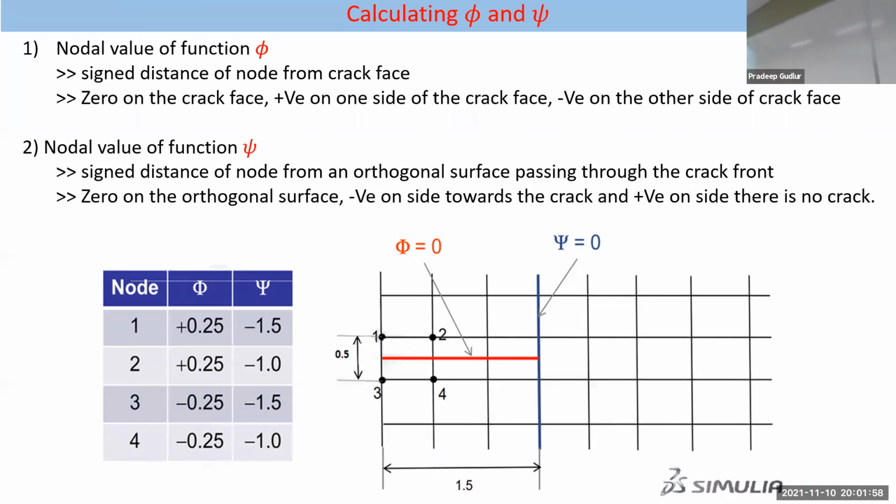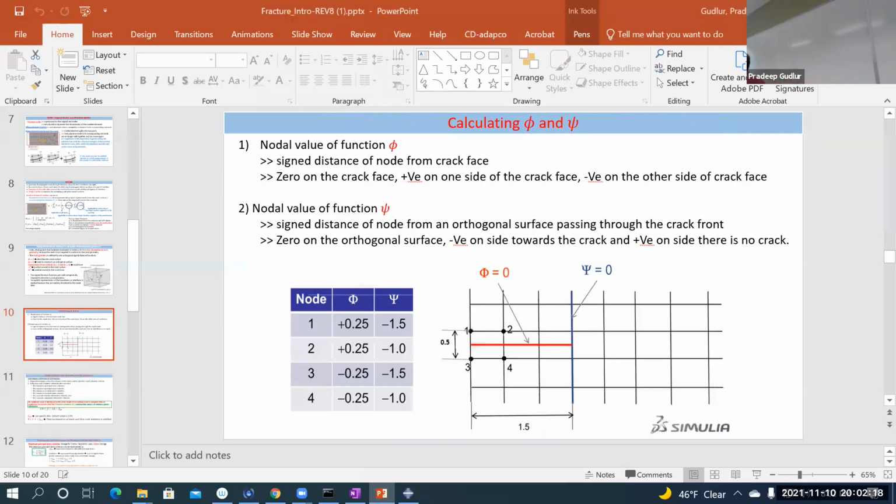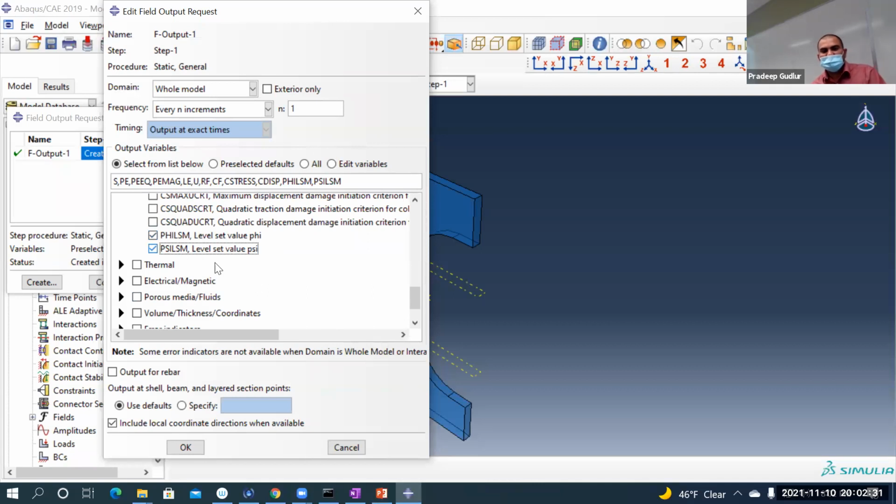So node 1 and 2 have positive phi's and node 3 and 4 have negative. And similarly for psi also, on the crack side you have negative psi. On the other side, where there is no crack, the psi is positive, and that's how it keeps track of where the crack is. And we want to output this, and we can look at the crack growing. For the first exercise, you won't see the crack grow, but when it updates, we can see those things.